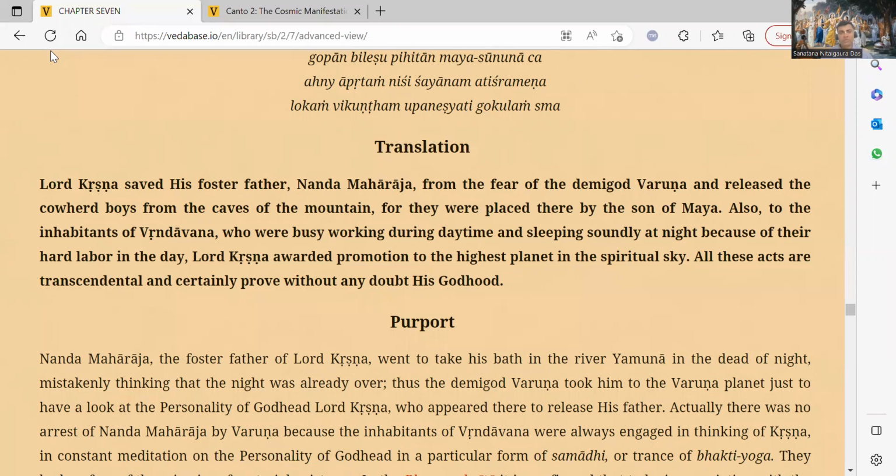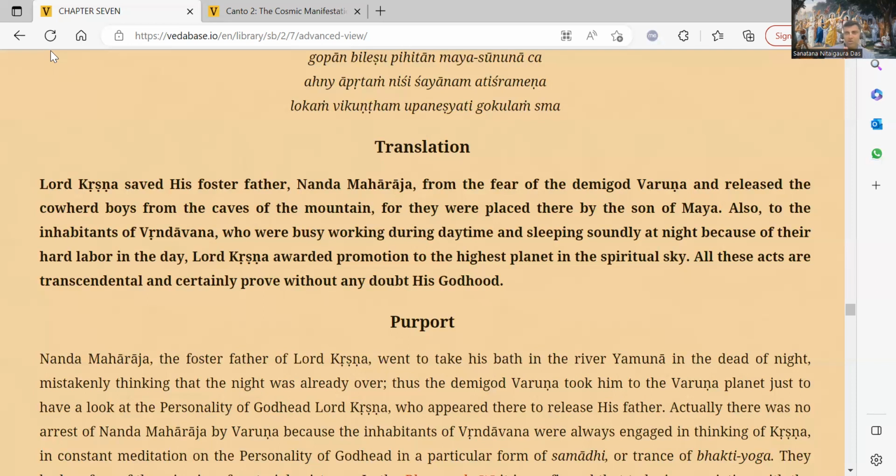Next, obviously, we can see the story of the snake demon, who came as the mountain, Aghasur. All the cowherd boys went into the cave. They were stuck, and then Krishna goes and revives them by killing Aghasur. Wonderful pastimes are connected to this Aghasur pastime, right?